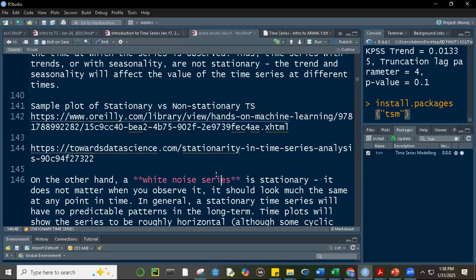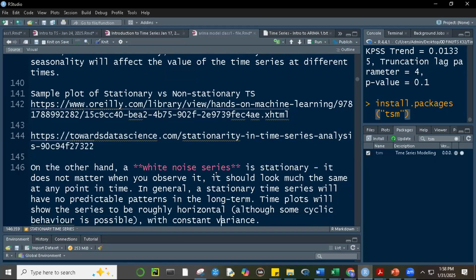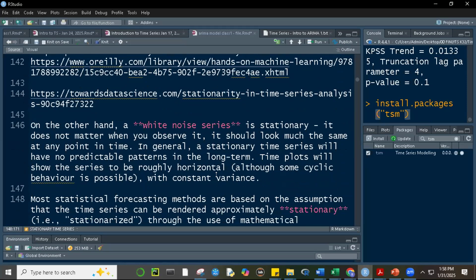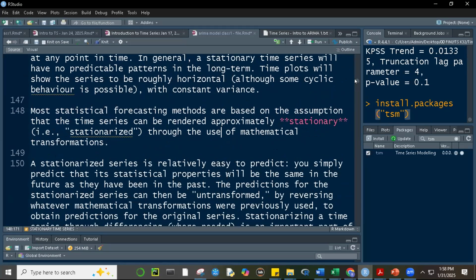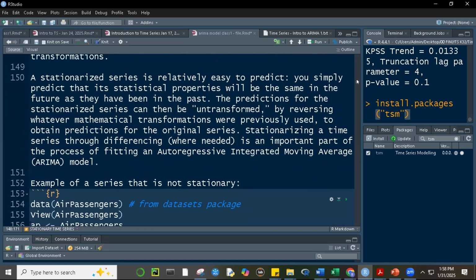Okay, so let's move on here. We discussed last time that white noise, class, is stationary. It does not matter when you observe it. As we said here, a stationarized series is relatively easy to predict. We'll just have to predict its statistical properties, because we know that it will be the same in the future as they have been in the past.